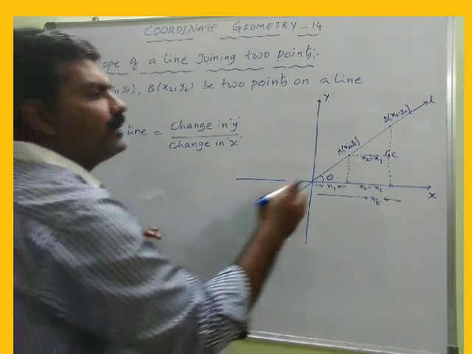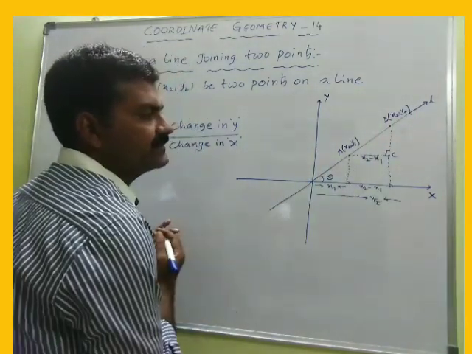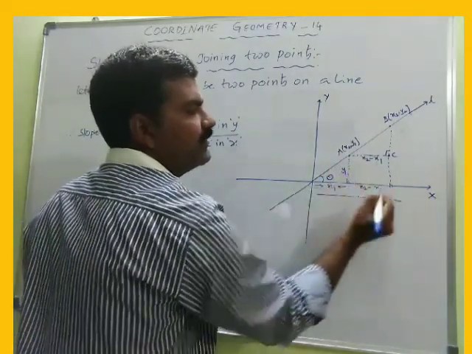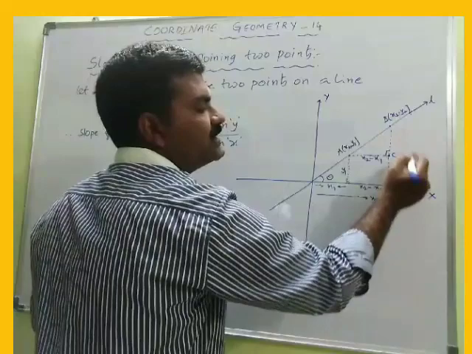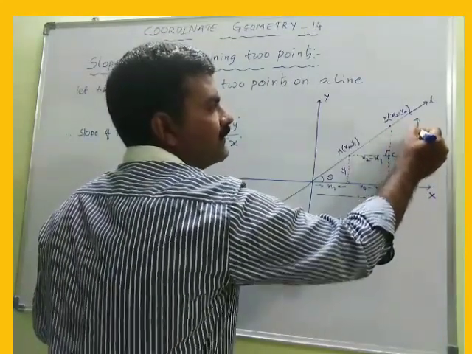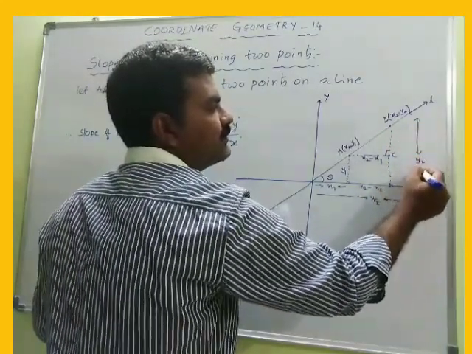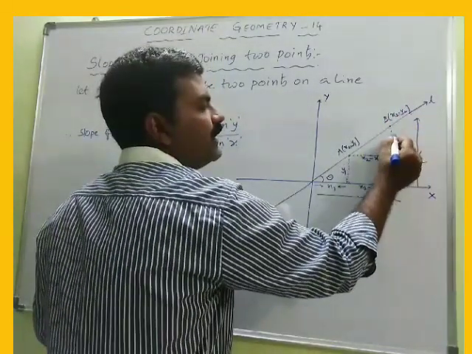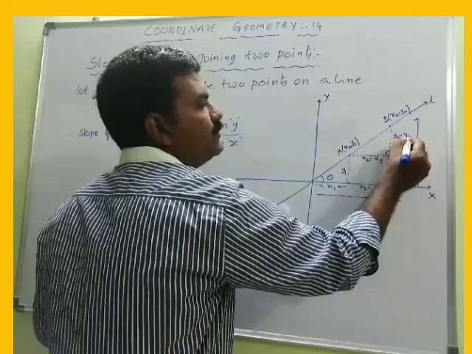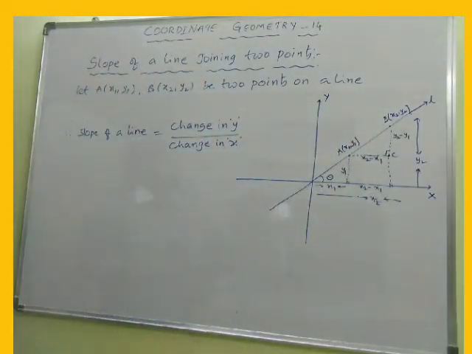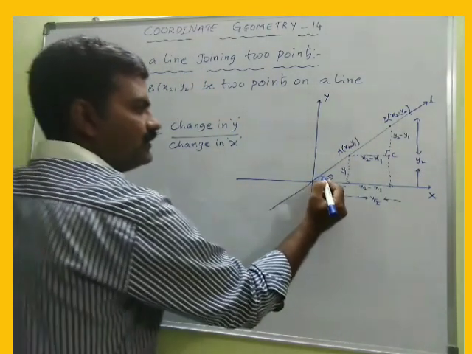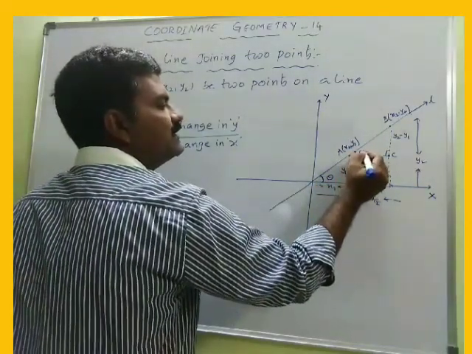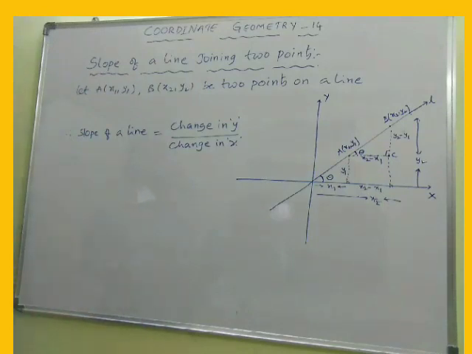Now coming to the y coordinates, in the same manner, this length is equal to y1 and the entire length is equal to y2. Now from this, the remaining length is y2 minus y1. So if this angle is theta, this angle is also equal to theta.